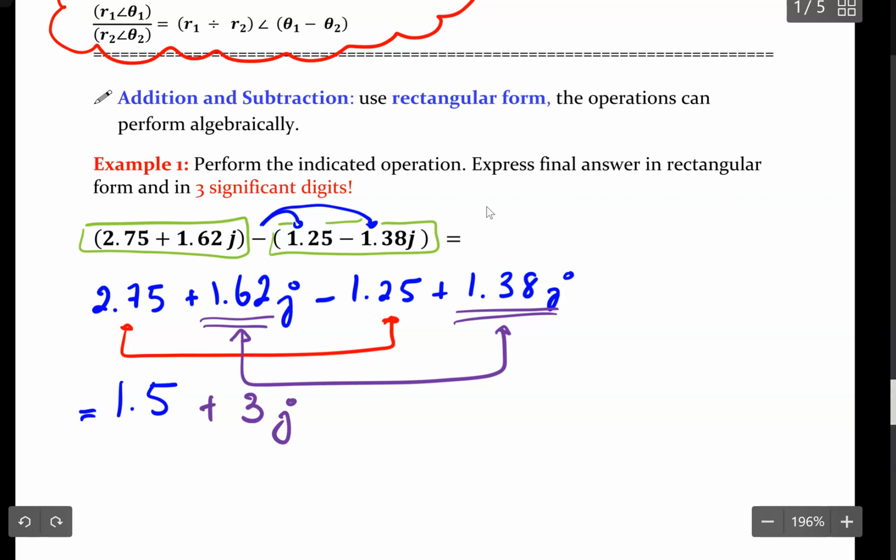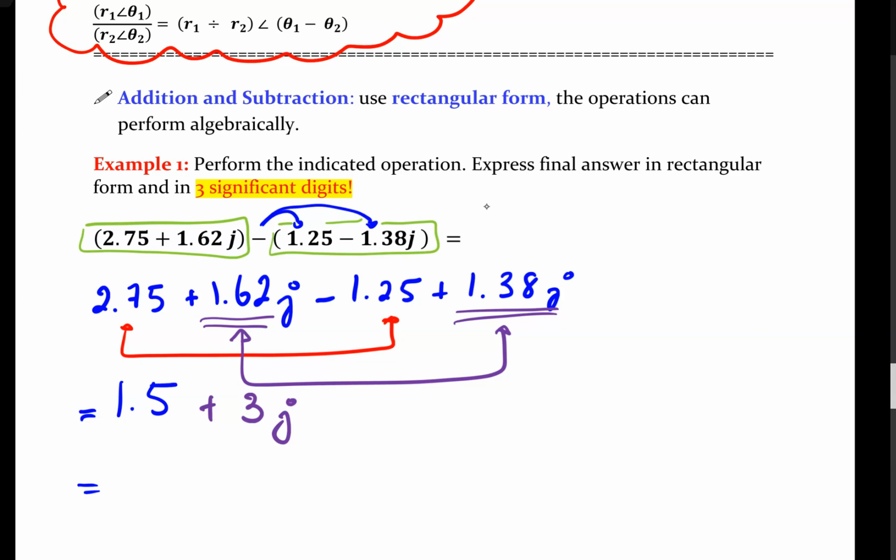Now we haven't finished yet, because this question asked me to write the final solution in 3 significant digits. I posted a video in Blackboard and asked everyone to review the concept of significant digits and rounding to a certain number of significant digits, because we have to use the concept throughout the entire course. So it's a good idea to review that.